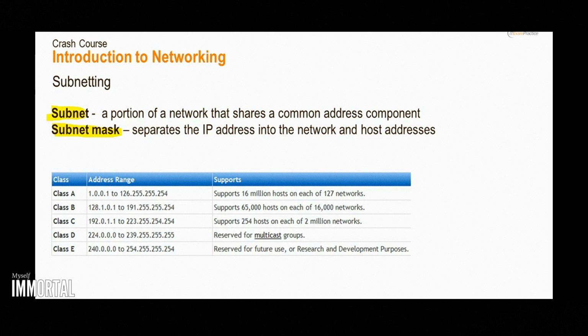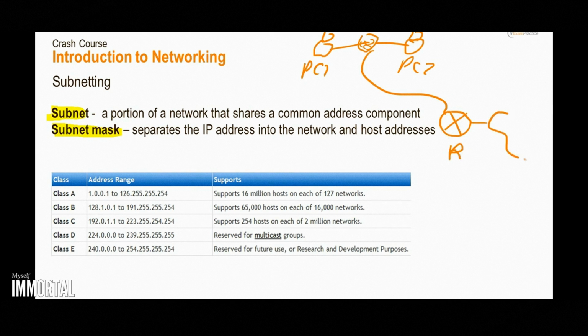Let me give you the following example. There are two PCs, PC1 and PC2. They're connected to a switch. And this switch is connected to a router. That's how we draw a router. Let's say router, switch, and of course here, access to the internet.